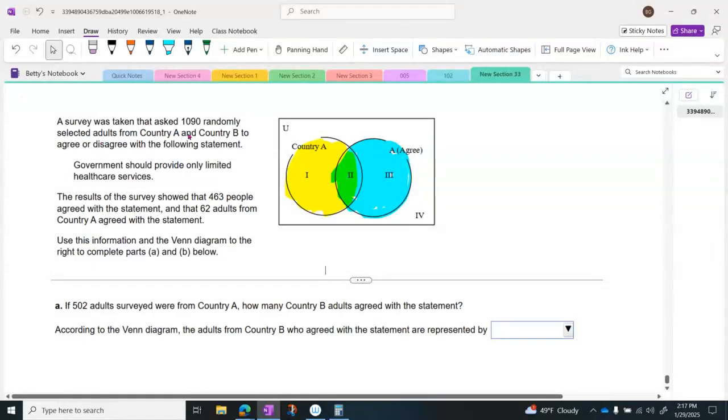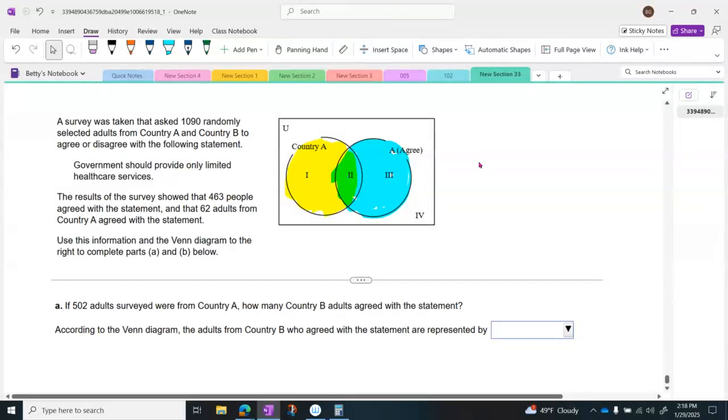A survey was taken that asked 1,090 randomly selected adults from country A and country B to agree or disagree with the following statement. And the results are summarized in the Venn diagram. So the region 2, the green region, yellow with blue is green, right? The green region is the overlapping part. That means the people in that set are from country A, also agree with the statement, right?